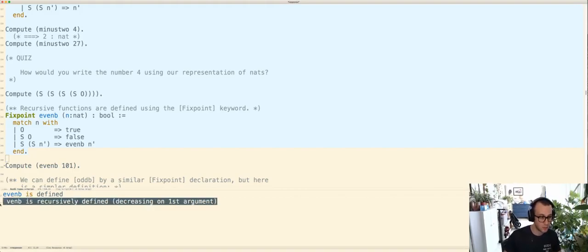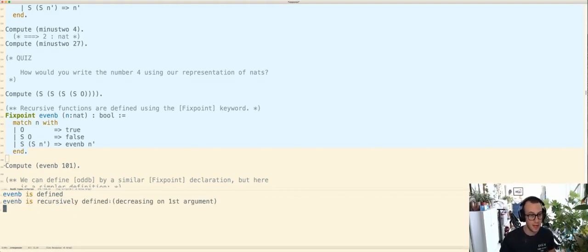One other thing I want to note, after we define it in the response, we get a little remark, even b is recursively defined. It's like, oh, yeah, that's right. We said fixed point. We want it to be recursively defined. And then it says decreasing on first argument. Okay, that's a little funny. There's only one argument, n.